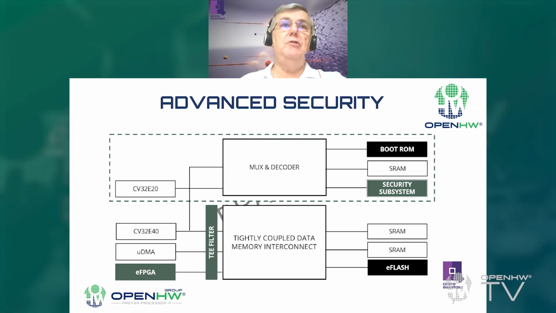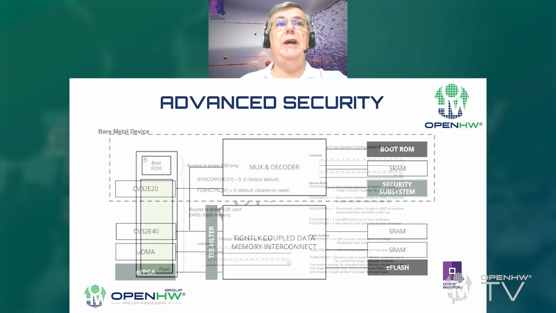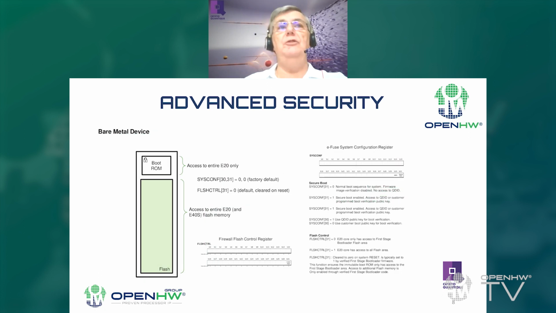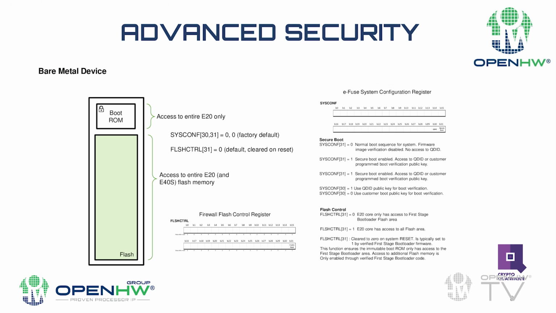So as Abdoulaye said, we've partitioned the memory of the device so that the secure E20 can actually control the access of the other core. So let me show you how we are planning to do that. Here, this is a bare metal device. So you've gone to stores, you've got a reel of devices, secure MCUs, you pulled it out of the reel and it's a bare metal device.